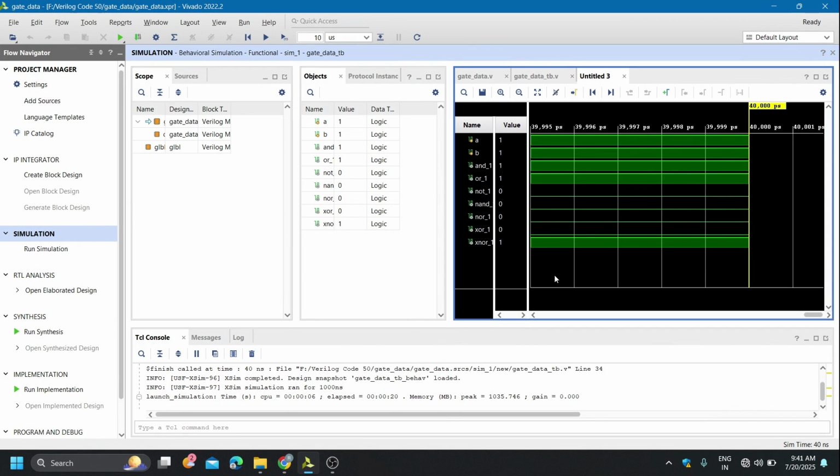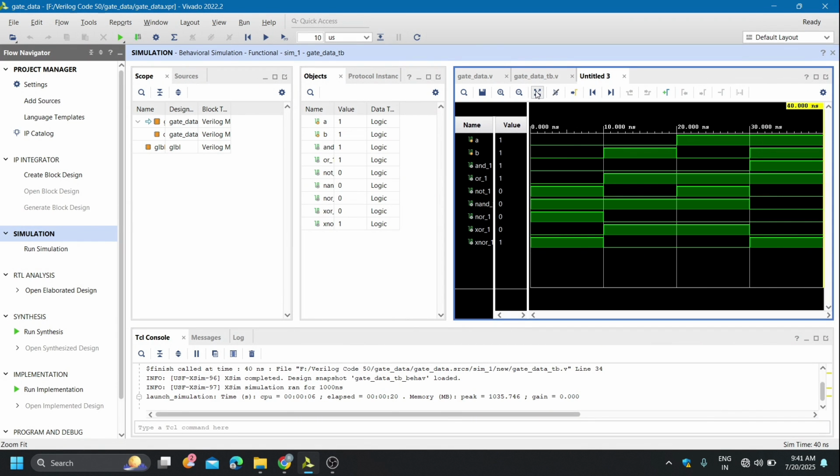This is the simulated result. Initially the inputs are 0 0, then 0 1, then 1 0, then 1 1. For the AND gate, when both inputs are 0, the output is 0. For 0 1 it is 0, for 1 0 it is 0, and for 1 1, when both inputs are high, the output is high. Now let's check the OR gate. For 0 0 the output is 0, for 0 1 it is 1, for 1 0 it is 1, and for 1 1 it is 1. It means if any one input is high, the output is high.